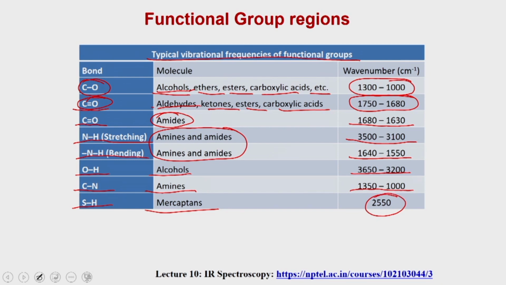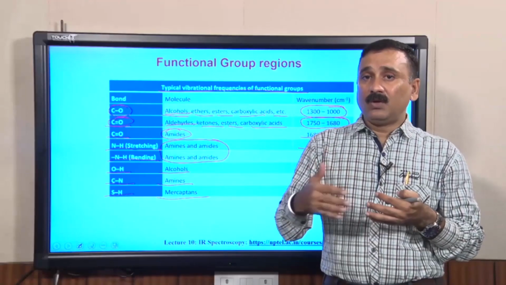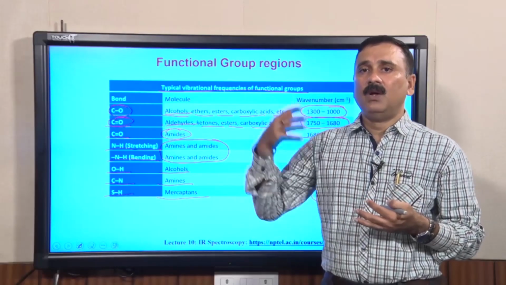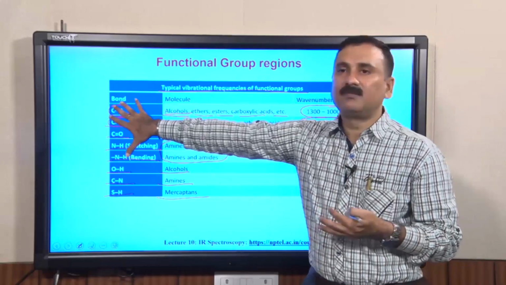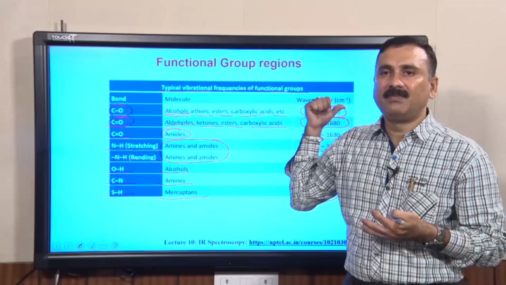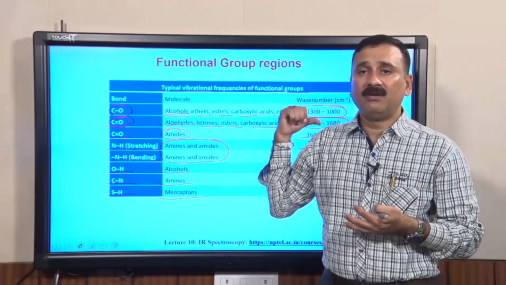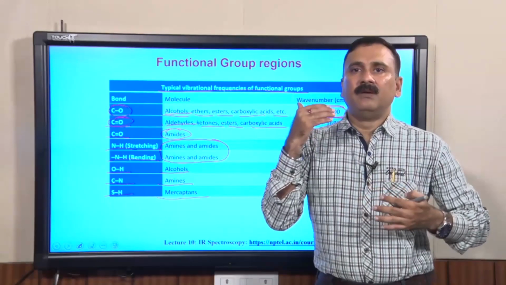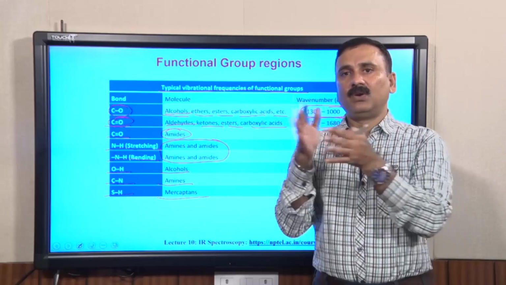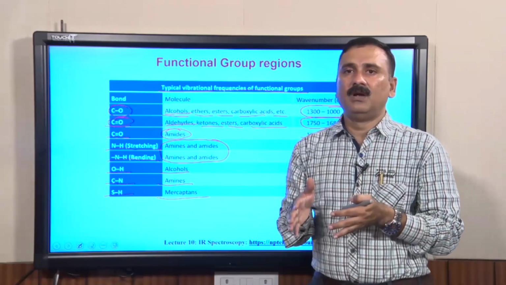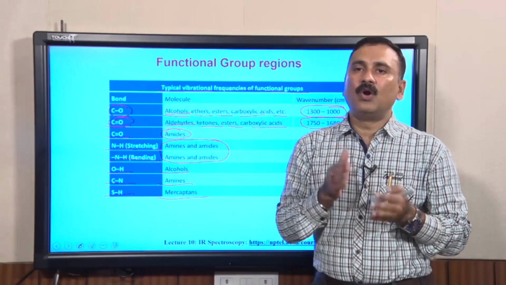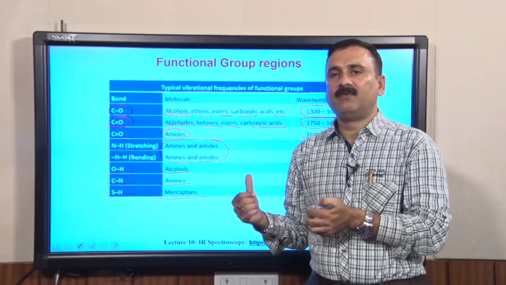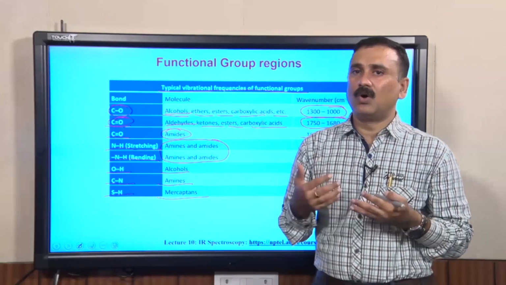So, with the help of this kind of information, where you know that if a particular bond is present it is going to absorb in a particular range, or give a peak in that range, you can predict whether that particular functional group is present in your compound or not.